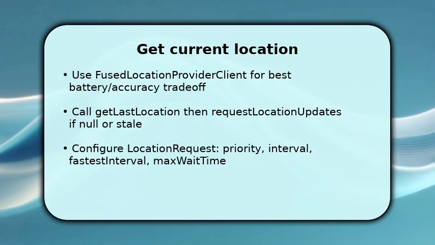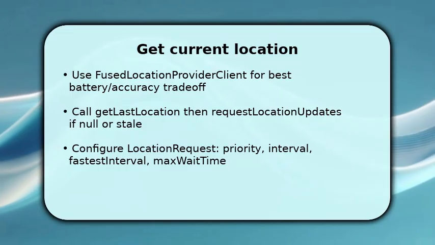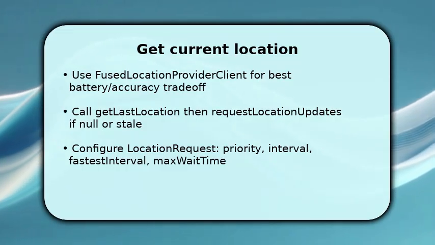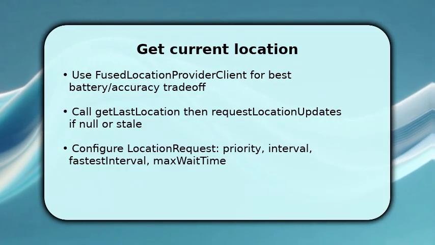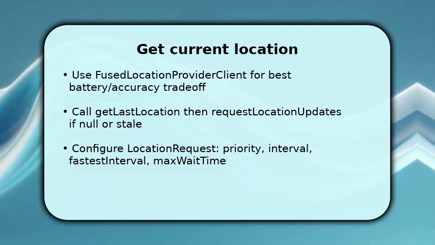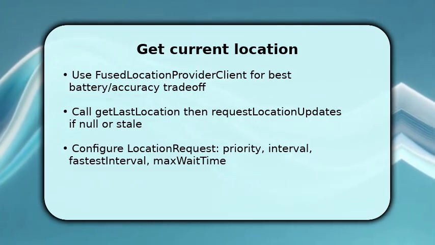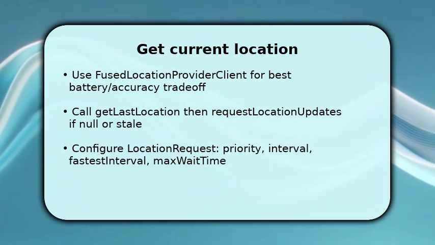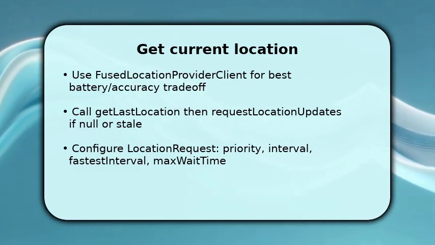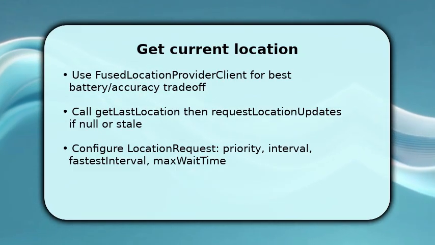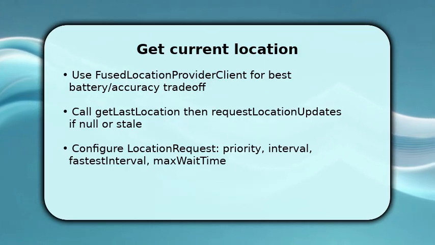Now you obtain the position. Instantiate Fused Location Provider Client and call getLastLocation to return a cached fix quickly. If the result is null or older than your threshold, request location updates with a location request configured for priority and intervals. Explain why. Cached fixes save time and power, while updates ensure fresh coordinates.